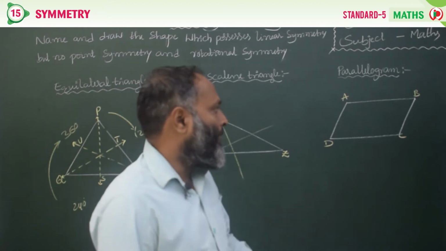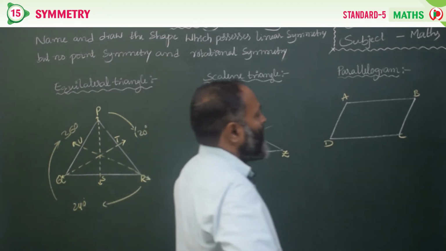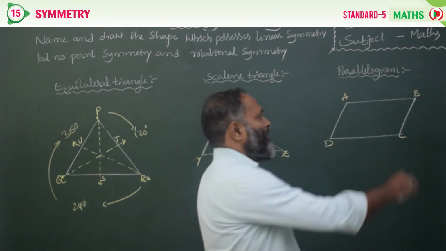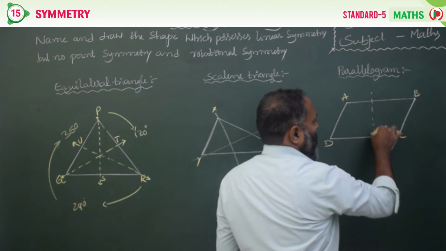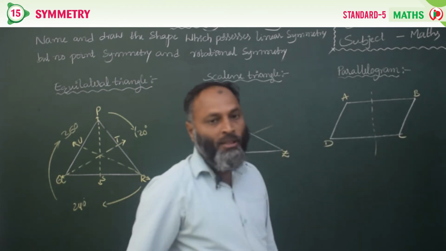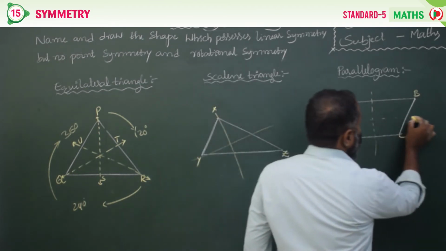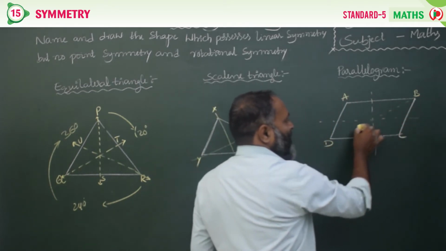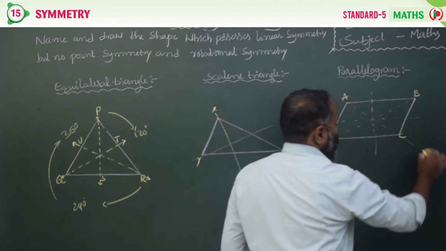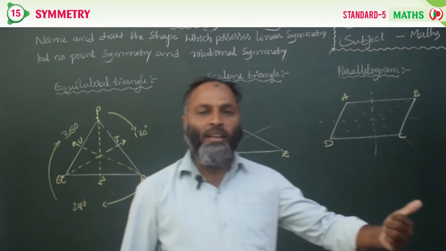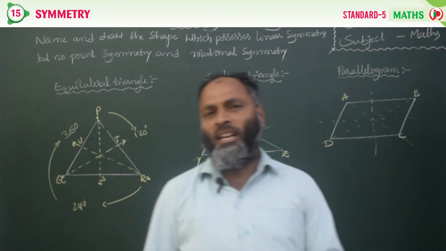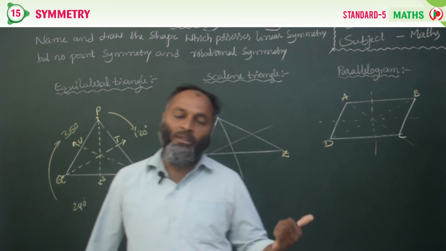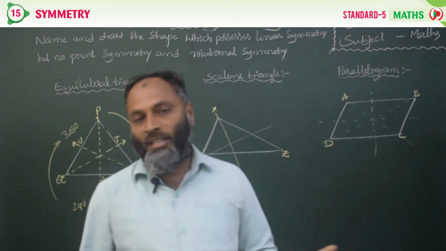Okay. Now, in this parallelogram, first, line of symmetry. If you draw a vertical line, you will not get identical shapes. If you draw a horizontal line also, you will not get identical shapes. If you draw a diagonal also, you will not get identical shapes. Whether it is a vertical line, horizontal line or diagonal, anywhere you draw, once you check, you will not get identical shapes in a parallelogram.